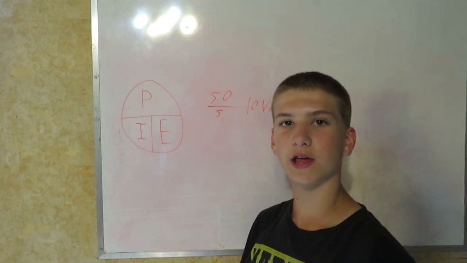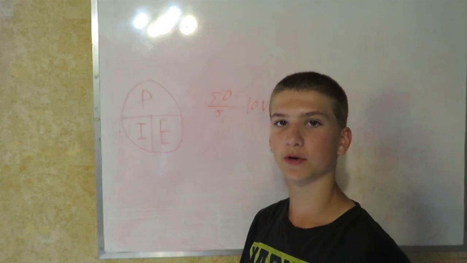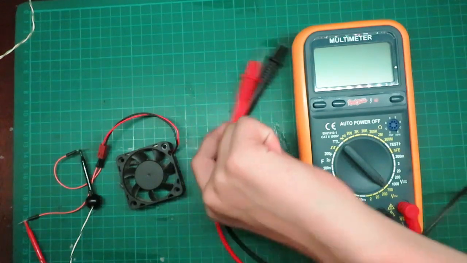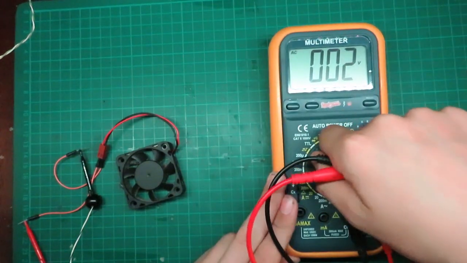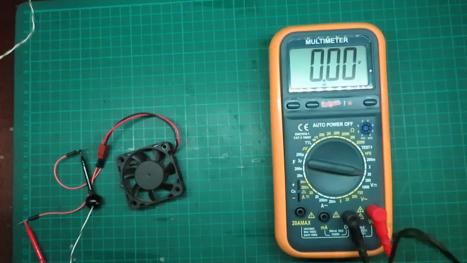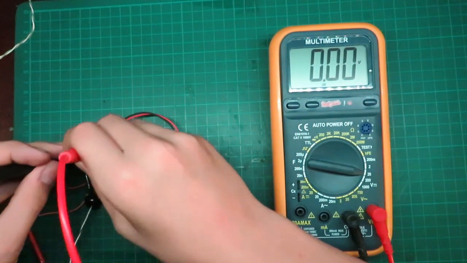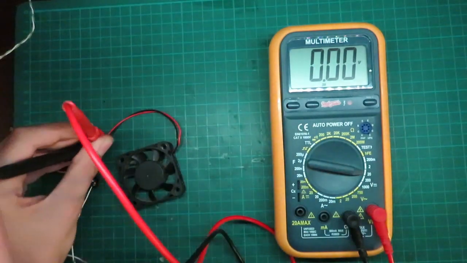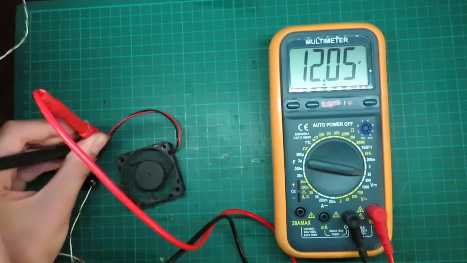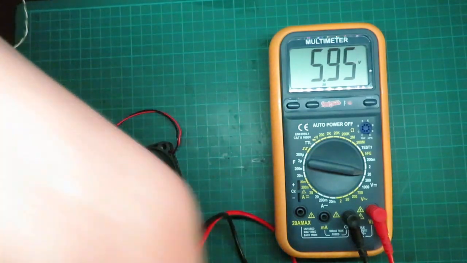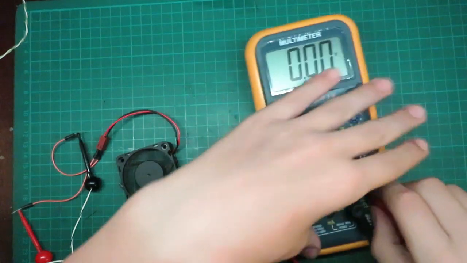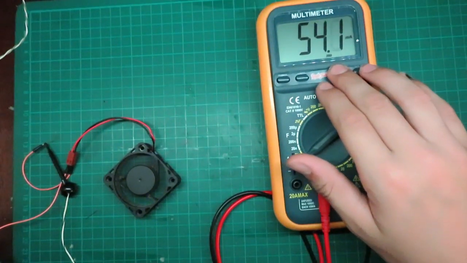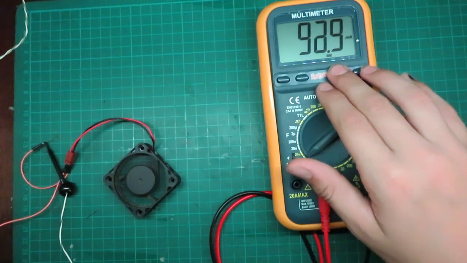Alright, now let's head down to the lab and do some experimentation. Alright, so first we'll calculate the power. So we'll have to take a few measurements here. First we'll measure the voltage. There we go. We know the voltage is about 12 volts. And next, we'll measure the current. And there we go. You can see it's about 54 milliamps of current being drawn.